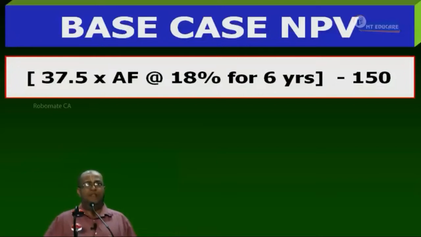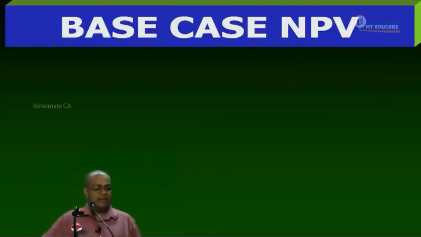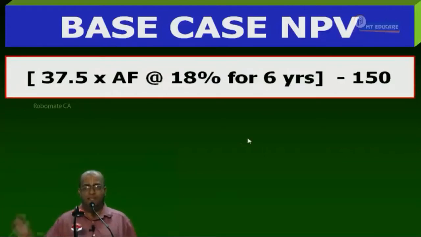Discounted cash inflow, as I dictate, is equal to... tell me, this project gives me how much? 37.5 lakh every year for how many years? 6 years. It is a 6-year project. Is it a single cash flow, an annuity, a perpetuity, or multiple annuities? Which factor are you discounting with? Annuity factor. Write down: discounted cash inflow is equal to 37.5 lakhs into annuity factor.